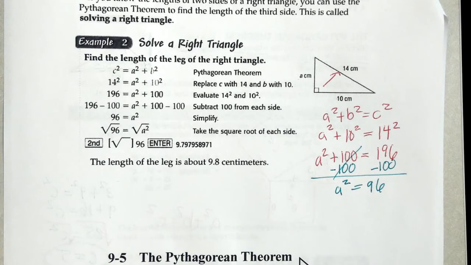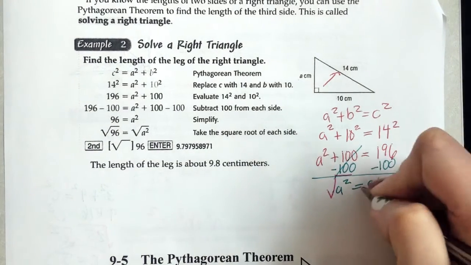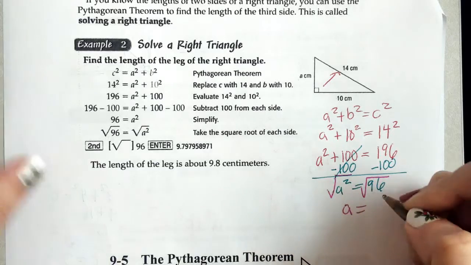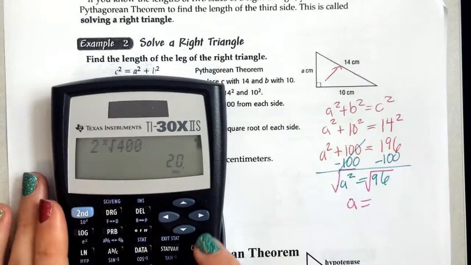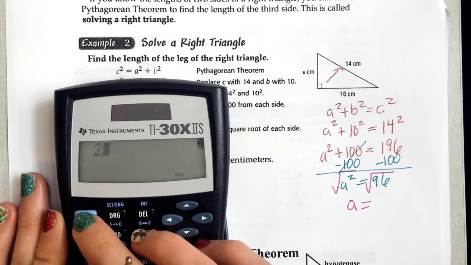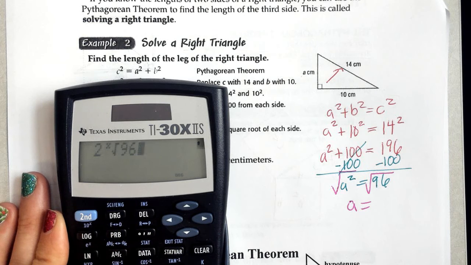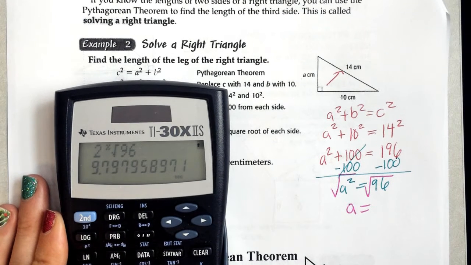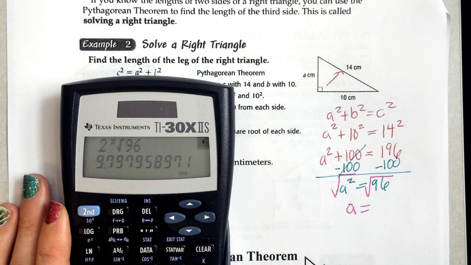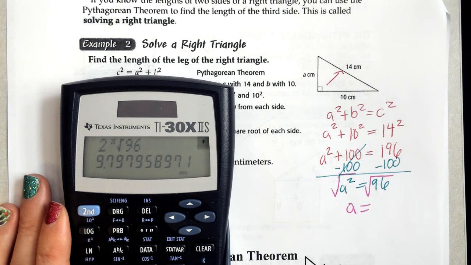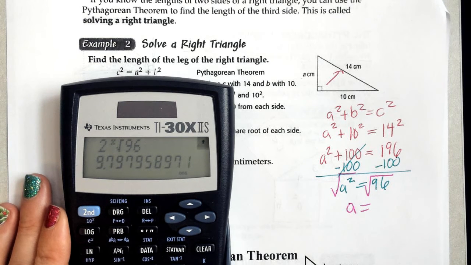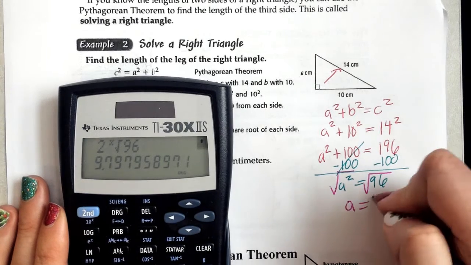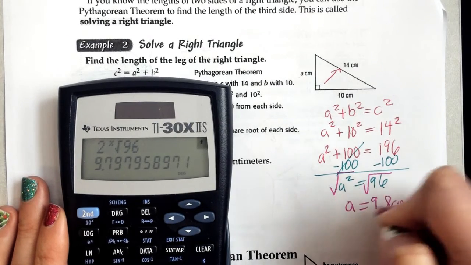Now I'm going to try to get rid of that squared by doing the square root on both sides. And sometimes it won't come out to be an exact number. Remember, 2nd caret button. This is not a perfect square, 96 is not a perfect square, meaning it's not going to come out to be a whole number. So on something like this, you would just round to the nearest tenth. So 9.8 centimeters.